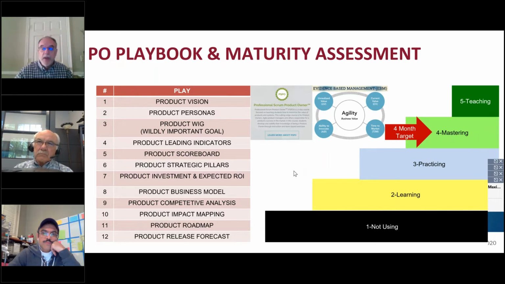So I'm not going to read the entire list, but we rated every product owner on their maturity for various aspects of the job. In our five-step rating, a 1 meant they weren't even using it at all, didn't even know what it was, 2 being that they were in the learning mode, 3 practicing it, 4 mastering it, and 5 actually being able to mentor other product owners on how to use it. So our goal was, after 4 months, we wanted mastery of this product owner maturity assessment.